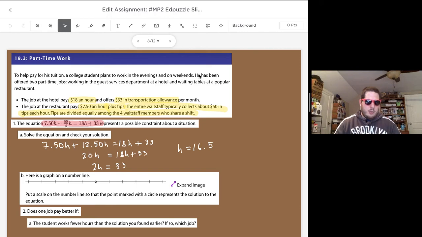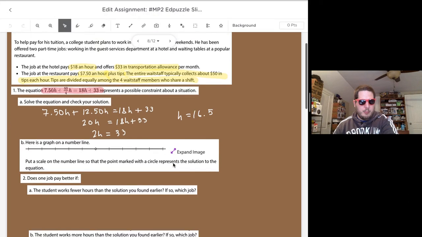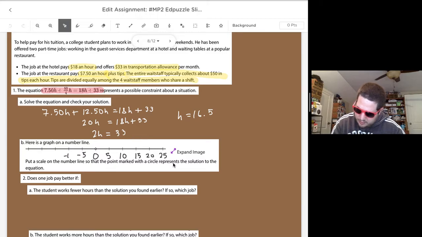Okay. All right. So here's a graph on a number line. So I think we're going to try and graph this. Put a scale on the number lines so that points marked with a circle represent the solution to the equation. So the point mark has to represent the exact solution to the equation. So let's say this is 0. Let's count by 5: 15, 20, 25. Negative 5, negative 10, negative 15, negative 20, negative 25. Okay, so the 16.5 is right here.